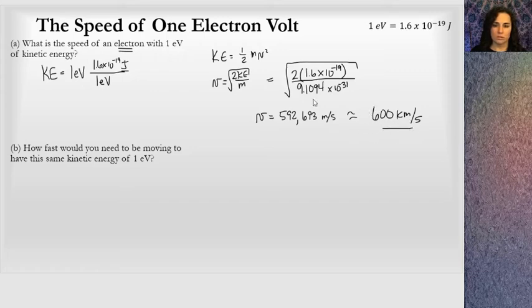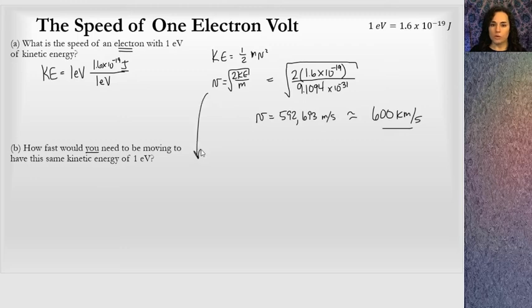That's pretty fast. I mean, it's not the fastest for an electron. Electrons go much faster than this, but it is pretty fast. It's 1 electron volt. So I ask you to compare it. How fast would you need to be moving to have this same kinetic energy of the electron? For an electron moving at 600 kilometers per second, that kinetic energy, how fast would you need to be moving to have that much kinetic energy?